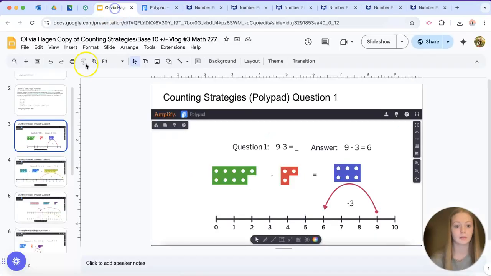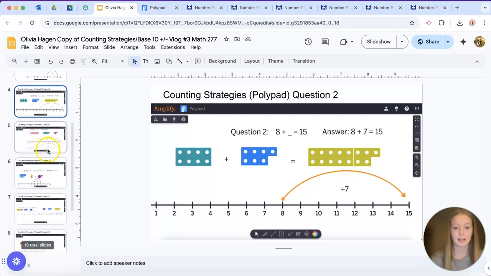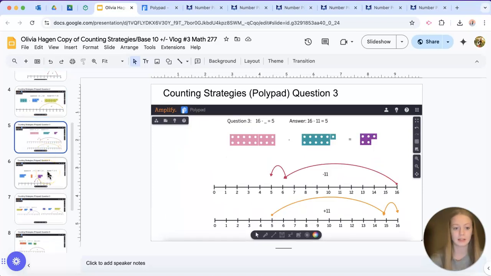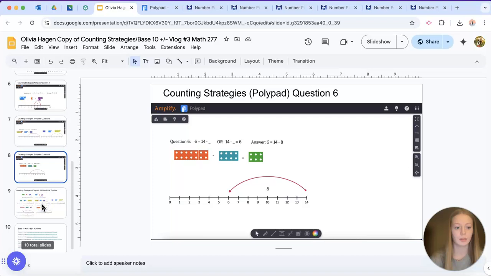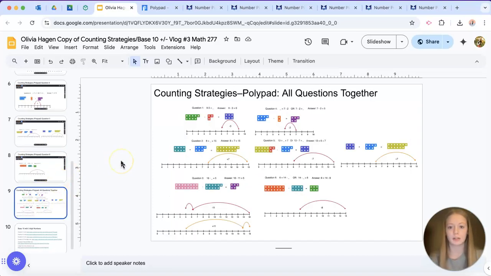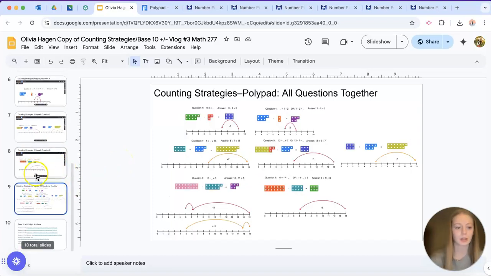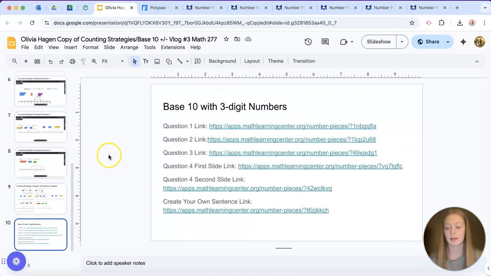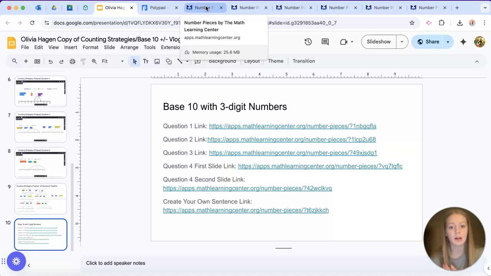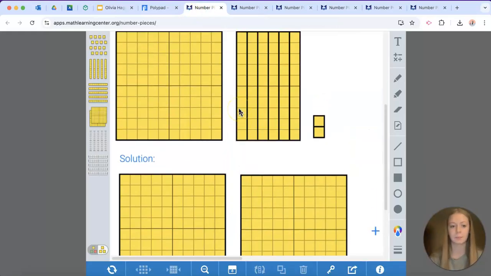I just included a screenshot for each of my questions on the slides here, just to make it, like I said, less overwhelming. And then I included one of all of them together. And then for my base 10 part of this, I used the Math Learning Center. I was having a hard time. I was trying to take pictures and upload them, but they weren't capturing the whole screen. So I'm just going to go into each tab and explain.